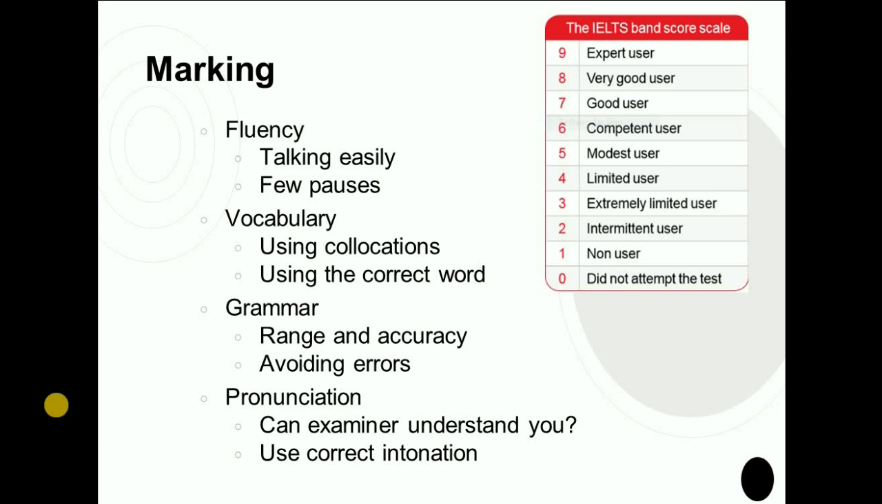Vocabulary is not just about using difficult words, it's about using the correct words. And not just one word, but putting words together in the right way, such as collocations. Grammar refers to grammatical range and accuracy. It is very important to avoid making too many grammatical mistakes.